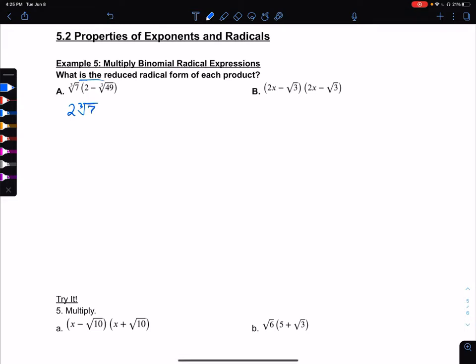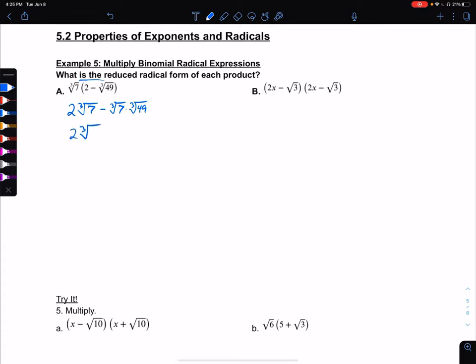We can't do anything else with that. The 2 is on the outside, the 7 is on the inside of the radical. The 7 can't be reduced, so we're going to leave that alone. And then this will be minus the cube root of 7 times the cube root of 49. We can combine those. They have the same index, so we can combine this.